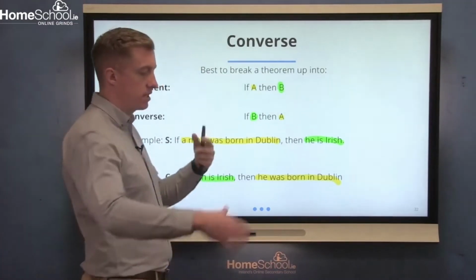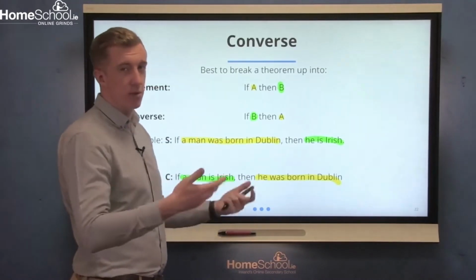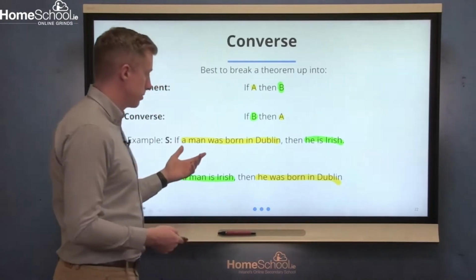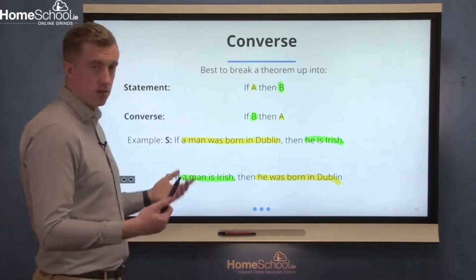The converse is essentially you take the two sort of objects of the statement and you switch their order. That's why we kind of think of it like the reverse. So, the reason we want to talk about this, if a man was born in Dublin, then he is Irish. Makes sense, yeah?